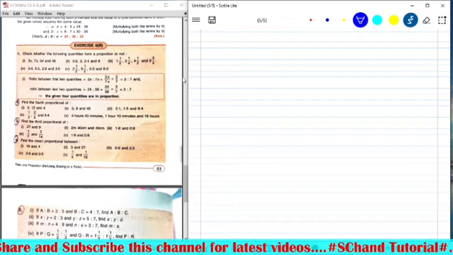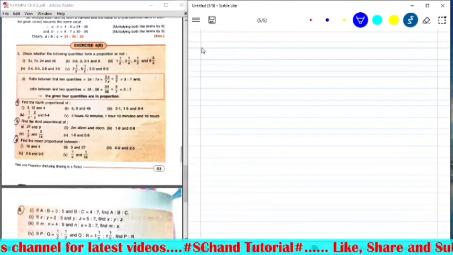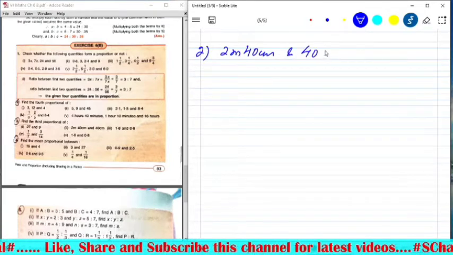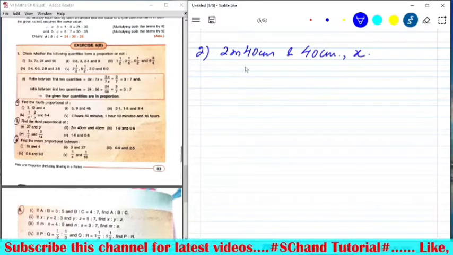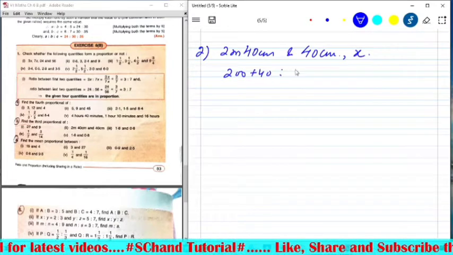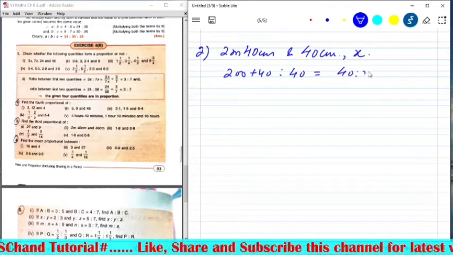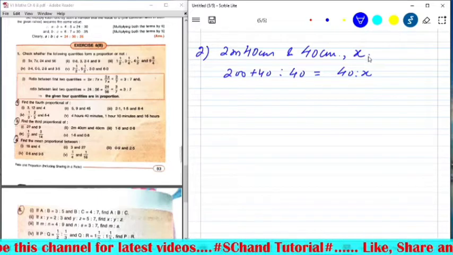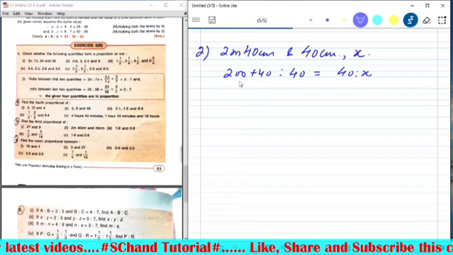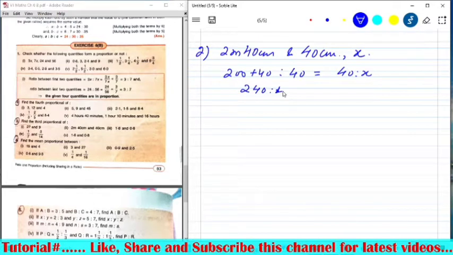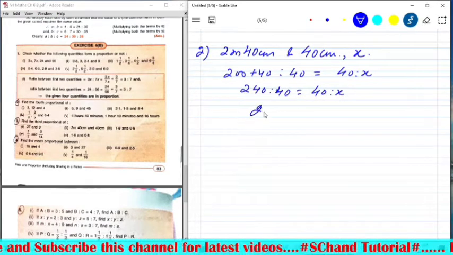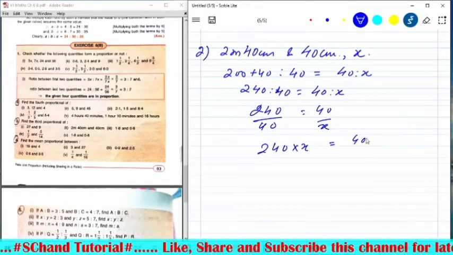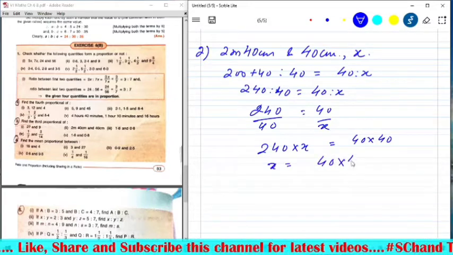Then we have to solve this, that is the second one: 2 meter, 40 centimeter and 40 centimeter. Let the third proportion be x. Then 2 meter means 200 plus 40, ratio 40 is equal to 40 ratio x, because these three are in continuous proportion. X is the third proportion, so this 240 ratio 40 is equal to 40 ratio x. So 240 over 40 is equal to 40 over x. 240 into x is equal to 40 into 40.